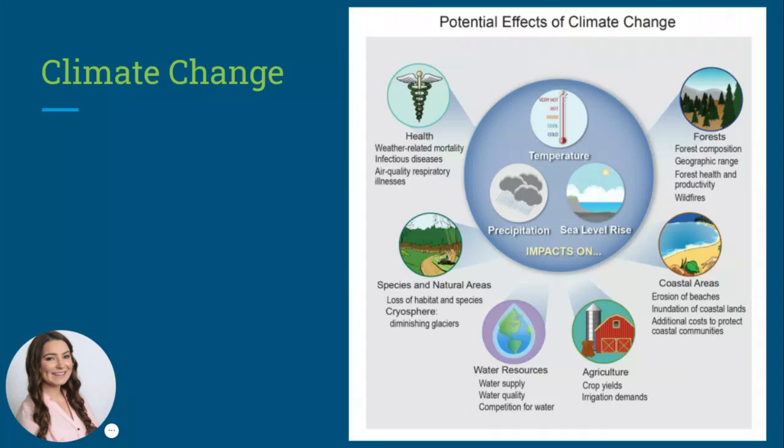Additionally, these higher average temperatures lead to sea level rise, shrinking ice sheets, increased number of extreme weather events, warming ocean, and changes in precipitation patterns, among many, many more.